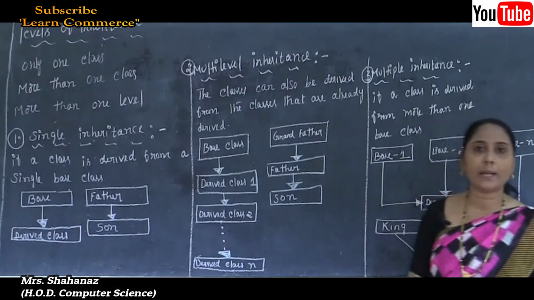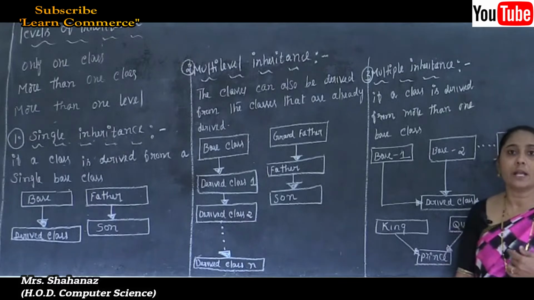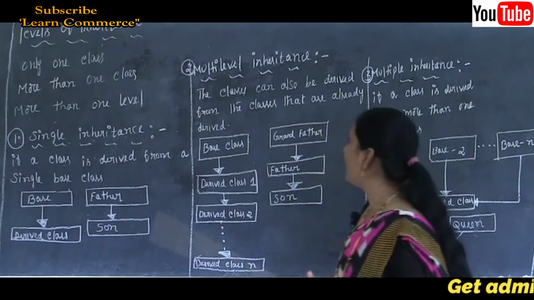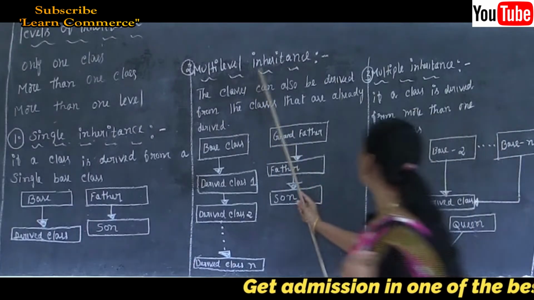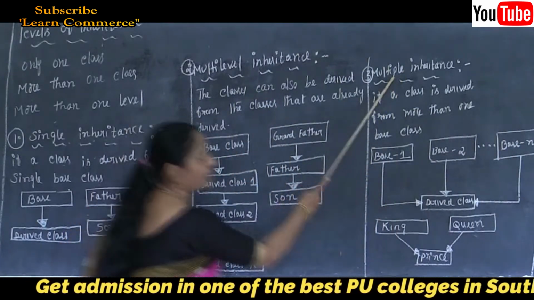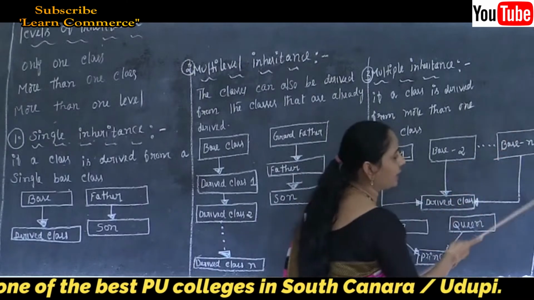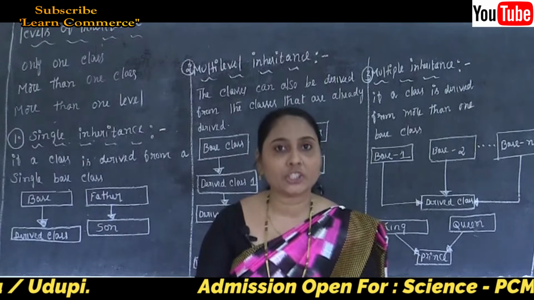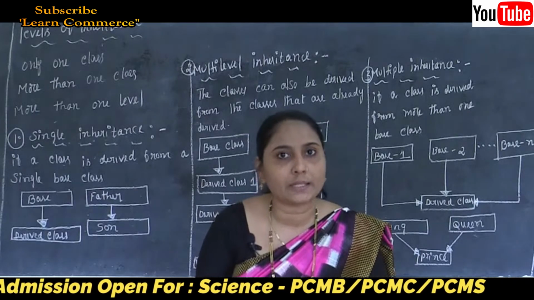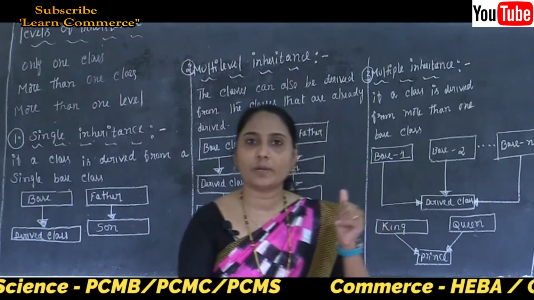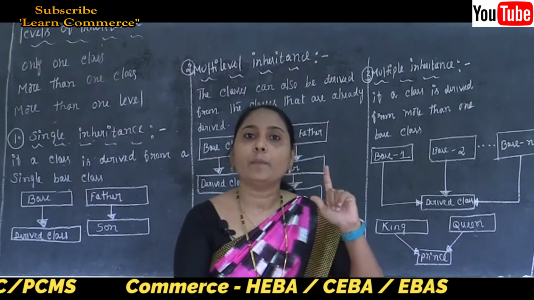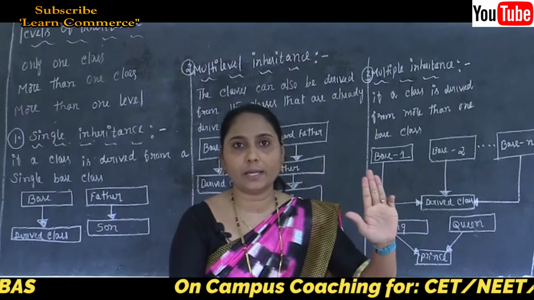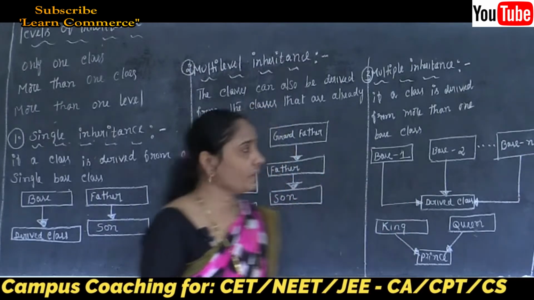So what types are there in inheritance? The types are single inheritance, multi-level inheritance, multiple inheritance, hierarchical inheritance, and hybrid inheritance. So there are 5 relationships, that means 5 types of inheritance.